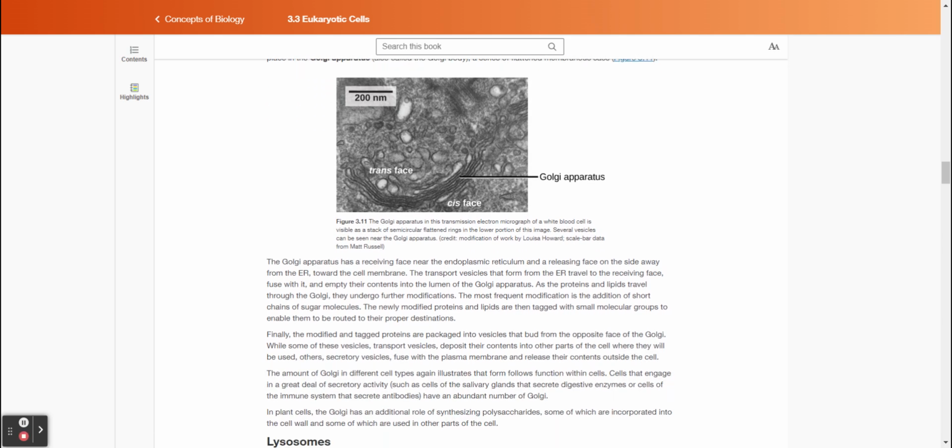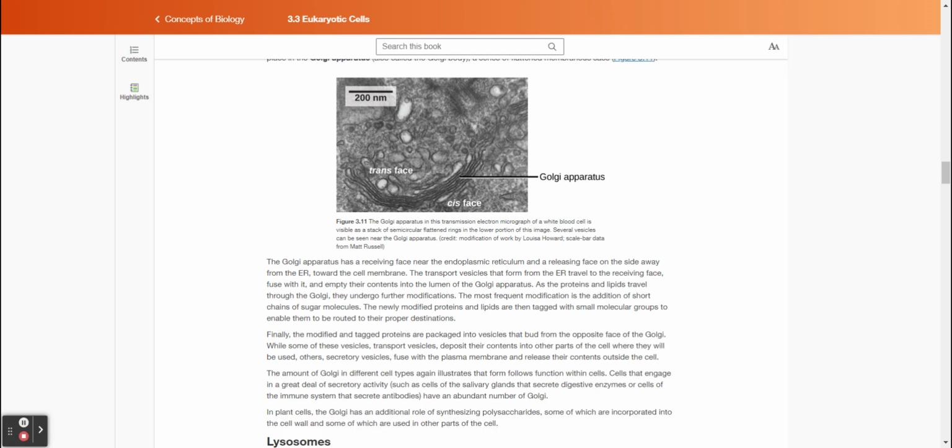Figure 3.11. The Golgi apparatus in this transmission electron micrograph of a white blood cell is visible as a stack of semicircular flattened rings in the lower portion of the image. Several vesicles can be seen near the Golgi apparatus.